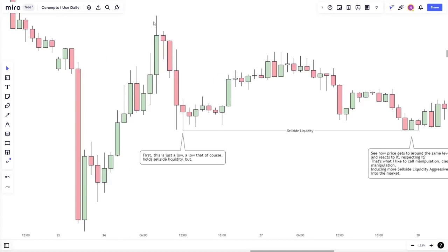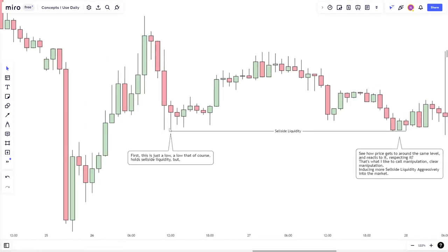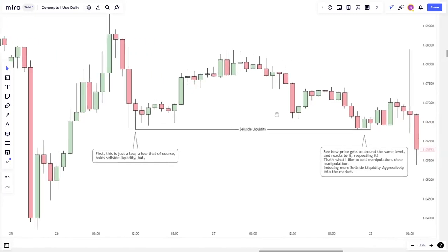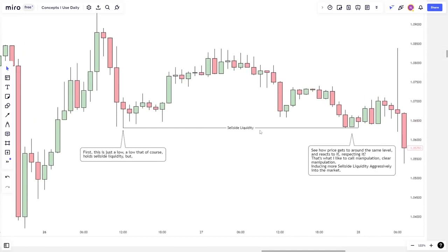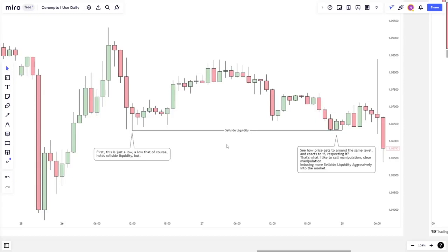Causes a move higher, retraces, it finds a low, starts to respect that low, starts going higher, ranges, retraces. As you can see, when price starts to retrace back into the level, it actually does respect it again. Now, again, every single low, every single high has liquidity. So as an example, this low has liquidity, this low has liquidity, this low has liquidity.